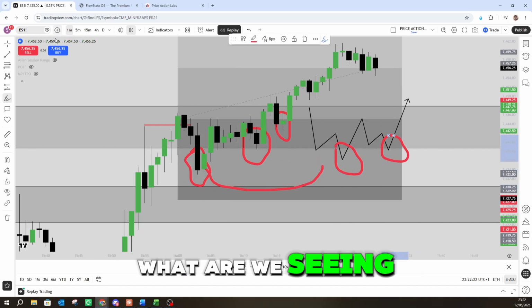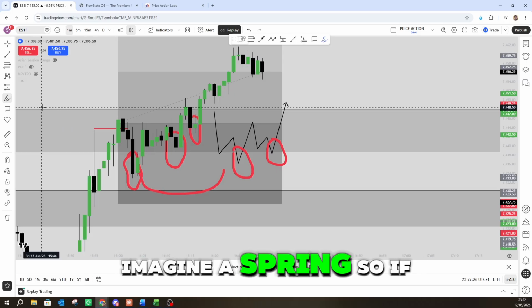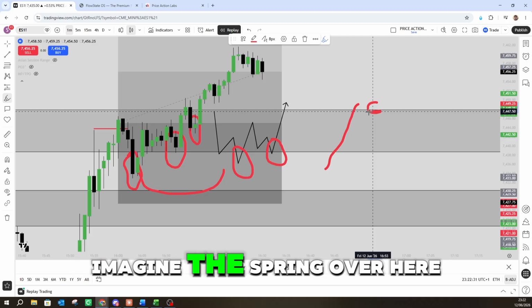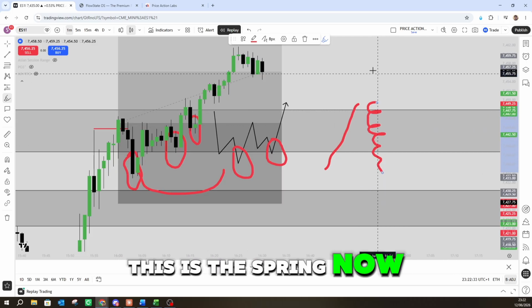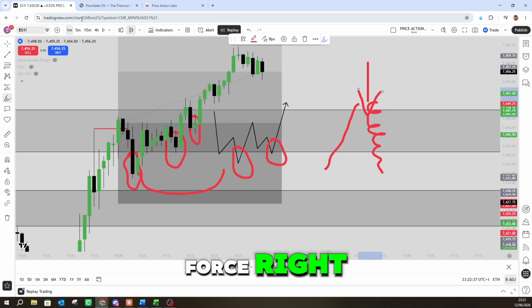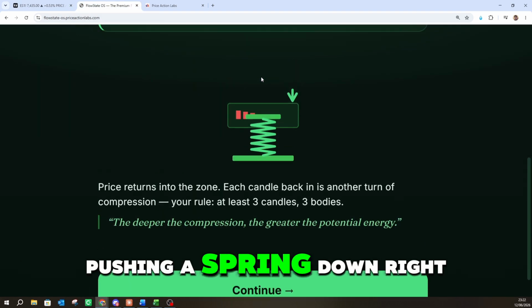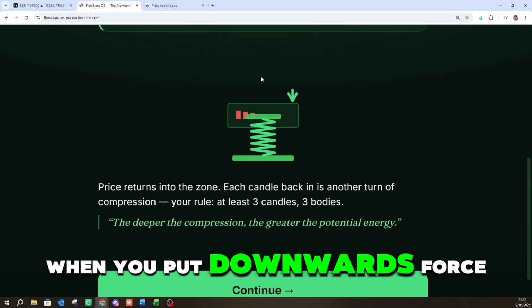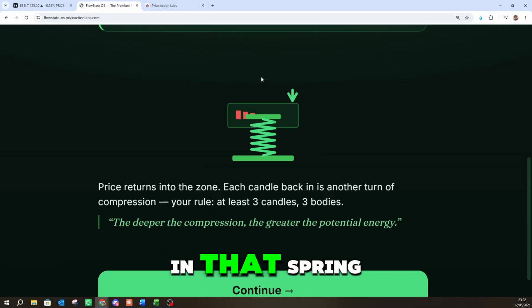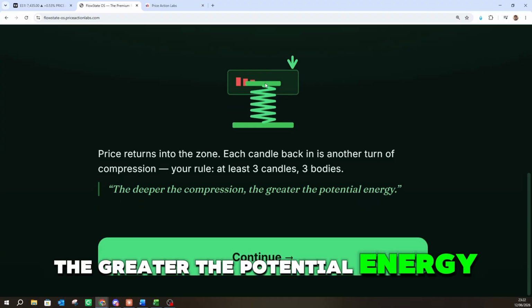What are we seeing? So, picture for me a spring, right? Imagine a spring. So, if price breaks higher, imagine the spring over here. This is the spring. Now, when you compress a spring, you need to put downwards force, right? Imagine you're pushing a spring down. When you put downwards force on a spring, there's going to be energy stored in that spring. The deeper the compression, the greater the potential energy.